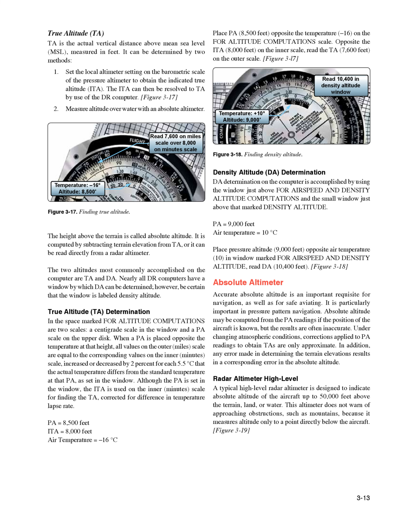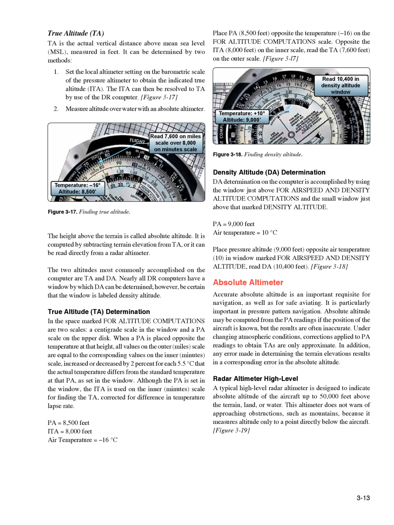When a PA is placed opposite the temperature at that height, all values on the outer miles scale are equal to the corresponding values on the inner minutes scale, increased or decreased by 2% for each 5.5 degrees Celsius that the actual temperature differs from the standard temperature at that PA, as set in the window.